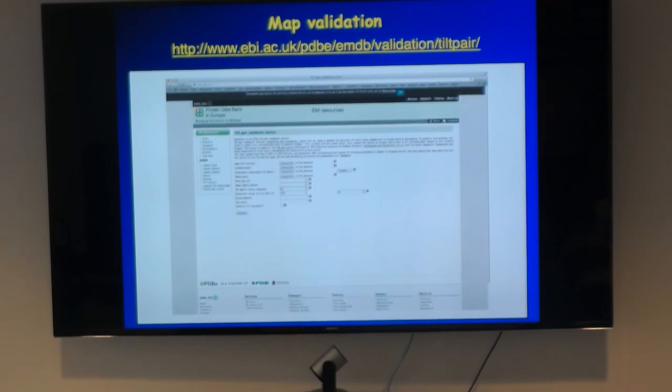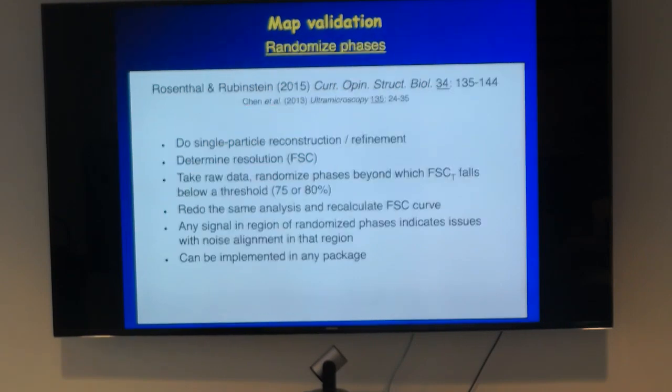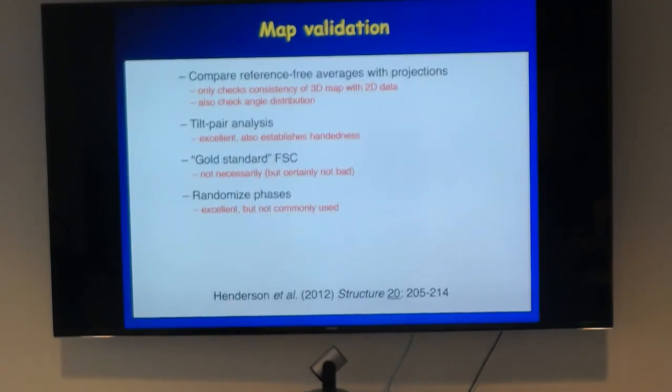This was only at a time when you really didn't know whether the blob that you had was correct or not. Gold standard FSC is certainly okay, but I don't think if you know what you're doing, you can get the correct resolution without the gold standard. Randomized phases we're going to skip because nobody does it. It's a very good tool, but nobody does it.